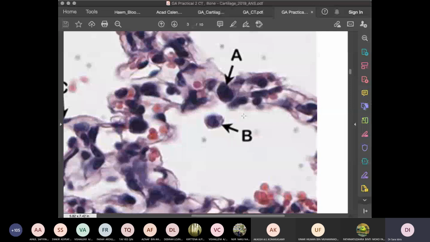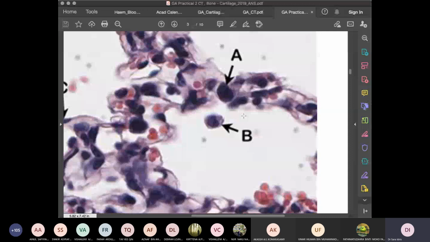Okay, so macrophages have a lot of what is known as lysosomes, because they need to break down the material, the pathogens that they come across.